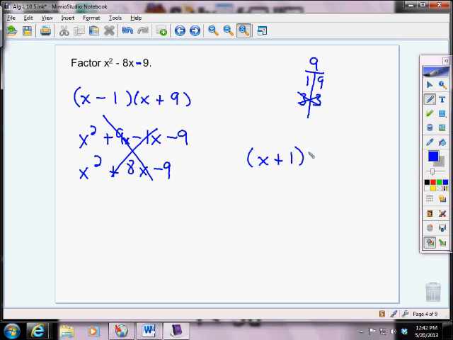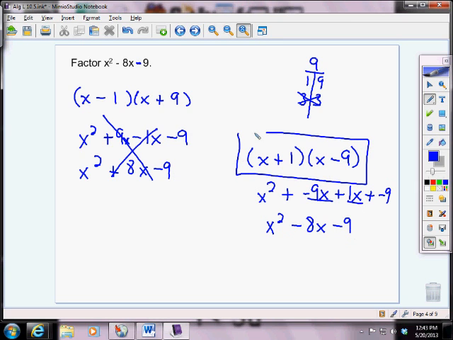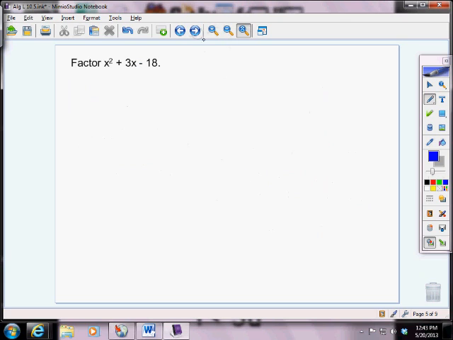So probably it's going to go the other way. x plus 1, x minus 9. That can be tricky, but the more you work with it, the easier that is to see. Checking real quick. x squared, outside is a negative 9x, inside is 1x, and then we have our negative 9. In this case, we get our negative 8x minus 9. So our solution is x plus 1 times x minus 9. Okay? All right, one more example.